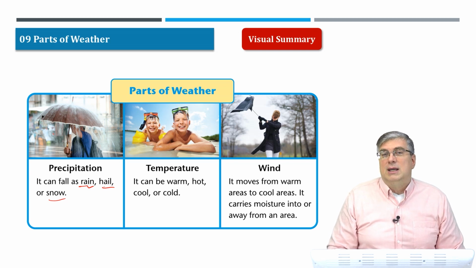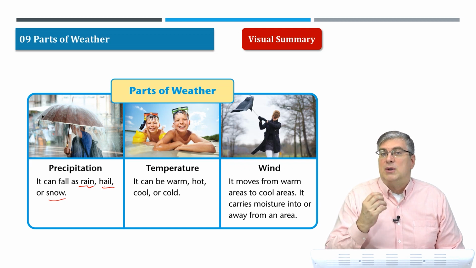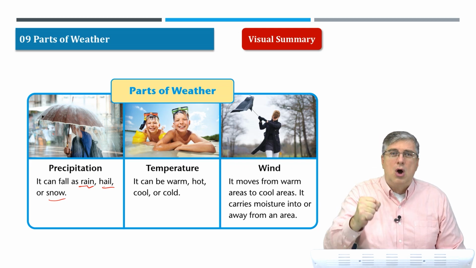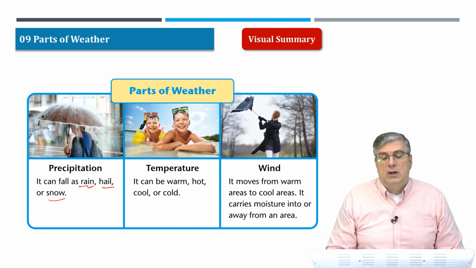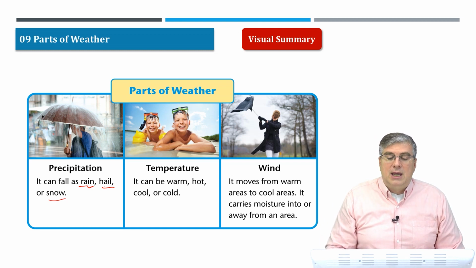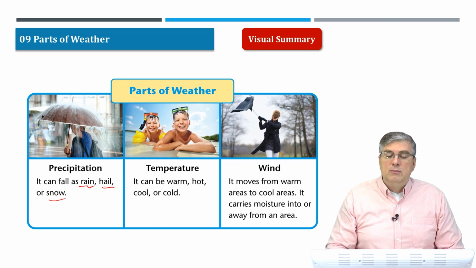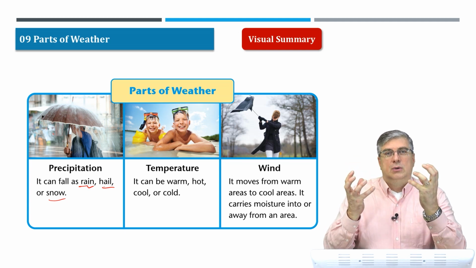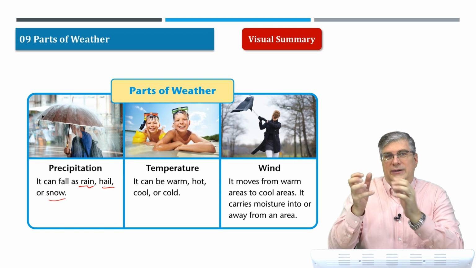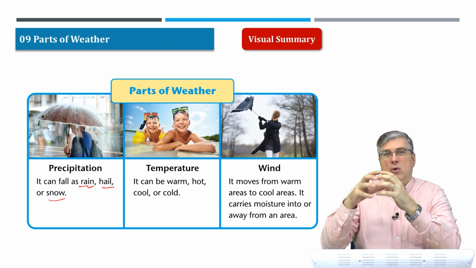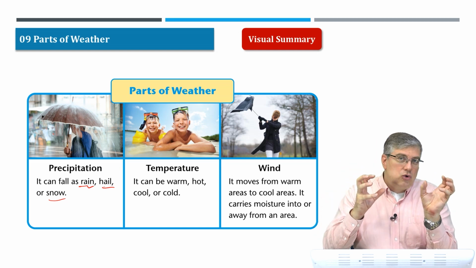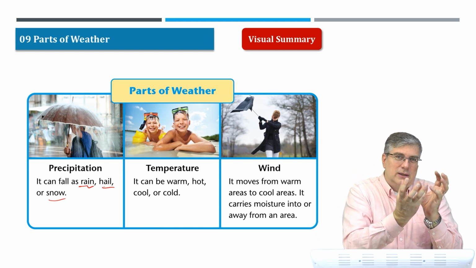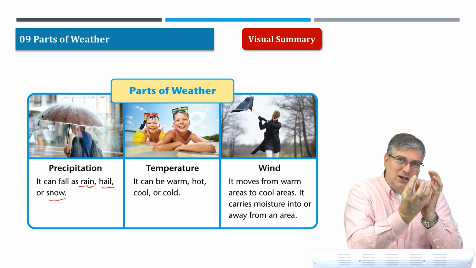And wind can be slow, gentle. It can be refreshing, or it can be strong and furious, right? Like a hurricane. So wind is a very important part of the weather. Wind moves from a warm area to a cool area, right? Warm area is a high pressure, right? Warm, of course, makes things expand, so it creates pressure. And in a cool area, if the temperature is cool, things tend to contract.